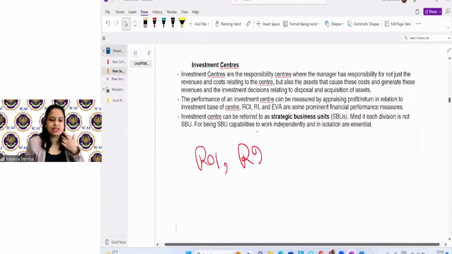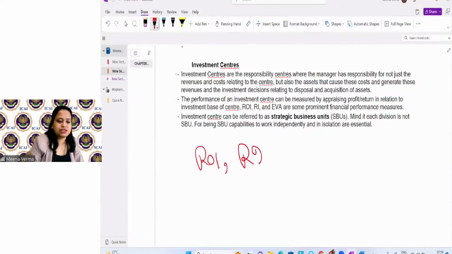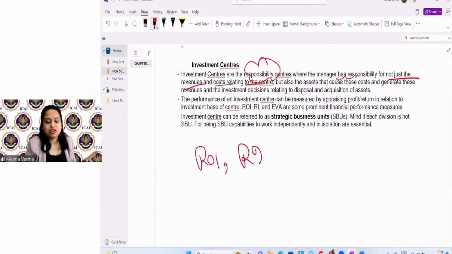So investment center is what? It is a center where the responsibility of the manager is what? It is not just the revenue or the cost or the profit. So the manager is not just responsible for revenue, not just responsible for cost, not just responsible for profit, but here the manager is also responsible to generate revenue for the company.